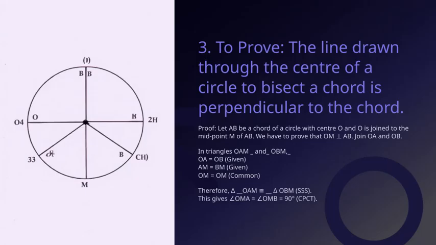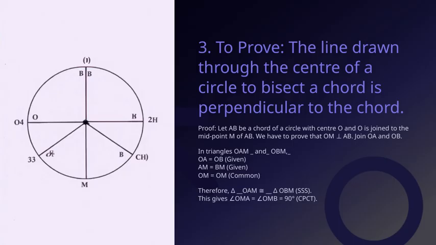Let's look at the statement we are trying to prove here. It says that the line drawn through the center of a circle to bisect a chord is perpendicular to that chord. To understand why this is true, we'll walk through the proof step by step. First, consider a circle with a chord AB. The center of the circle is O, and M is the midpoint of AB.